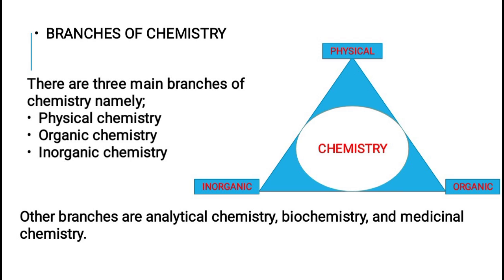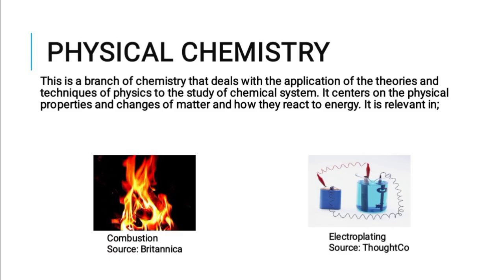There are several branches of chemistry. That brings us to the branches of chemistry. Like I said earlier, we have several branches of chemistry, but there are 3 main branches: physical chemistry, organic chemistry, and inorganic chemistry. You could also hear about analytical chemistry, biochemistry, medicinal chemistry, polymer chemistry, electrochemistry, and the rest of them. So, let's talk about physical chemistry.